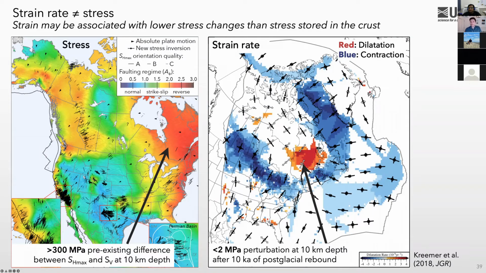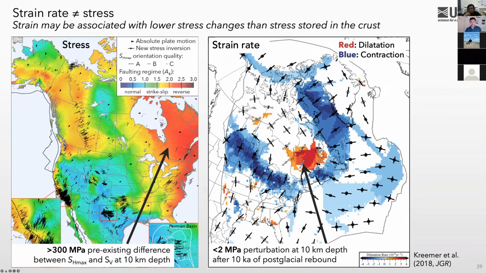Well, first, it's important to recognize that the cause of this active surface strain rate is thought to be related to the removal of the ice sheet that used to be here about 10,000 years ago or so. The Laurentide ice sheet was at its thickest in this area that is now moving upward and undergoing dilatation. The margins of that ice sheet were around these areas that are now experiencing contractional strain.